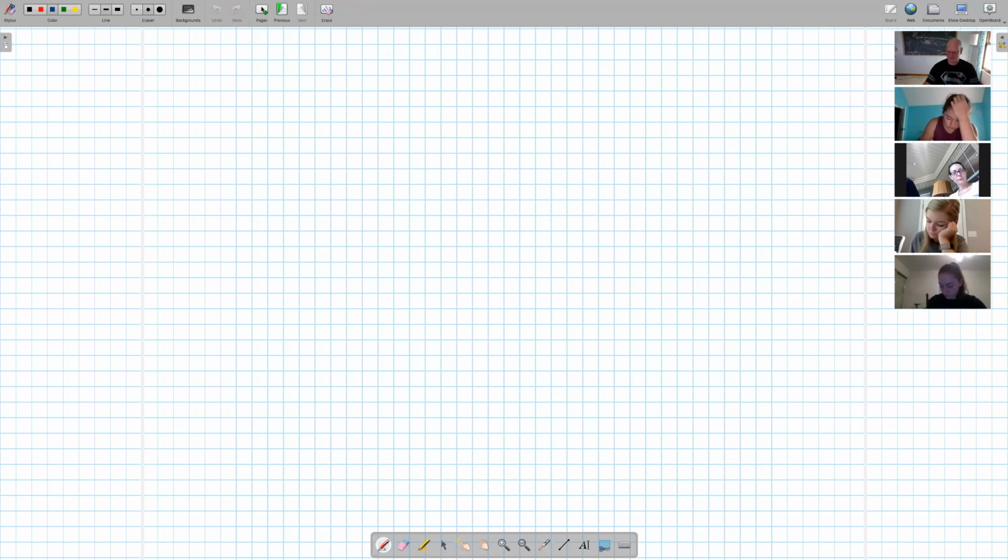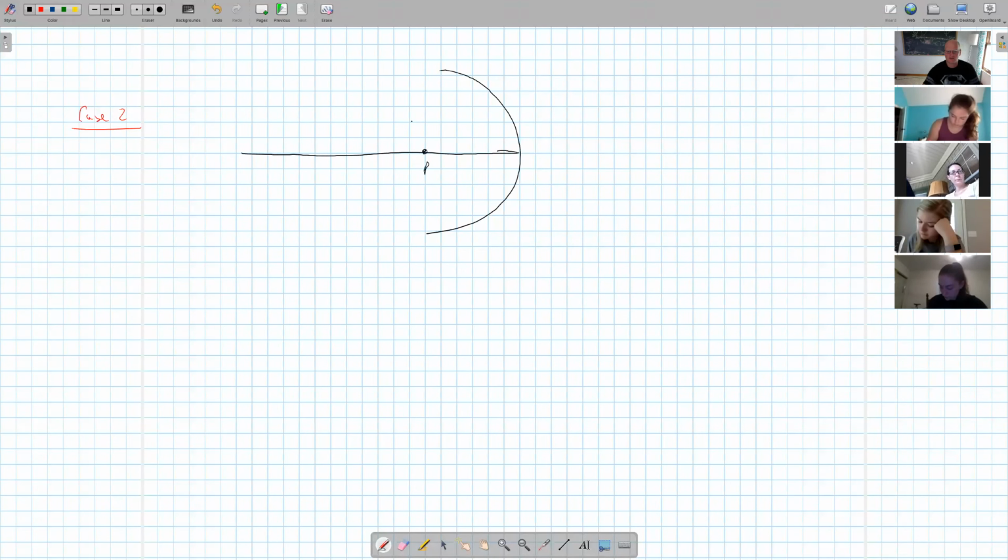Let's do it again. So now let's look at case number 2. So let's draw that one in red. So case 2. So for case number 2, again, here is my concave mirror. Here is my principal axis. Again, here's my radius of curvature. Here is my focal point. Good. So now let's put our object somewhere between the radius of curvature and the focal point.